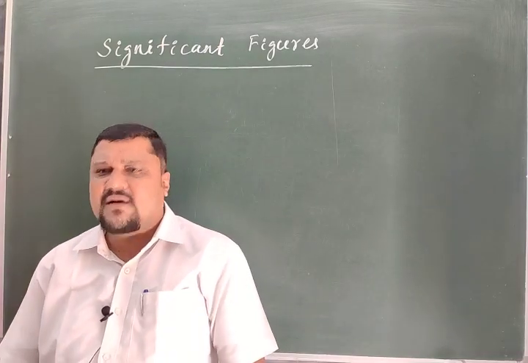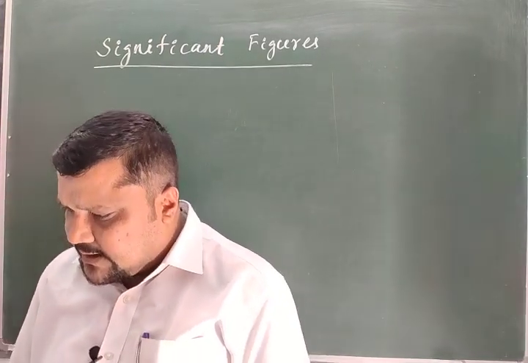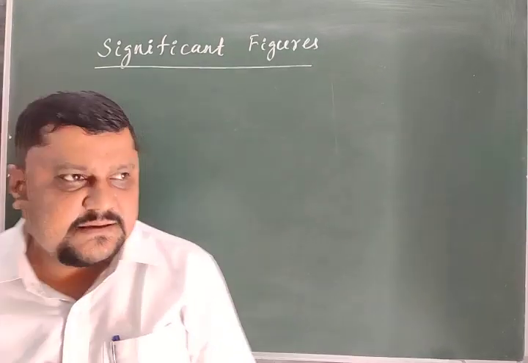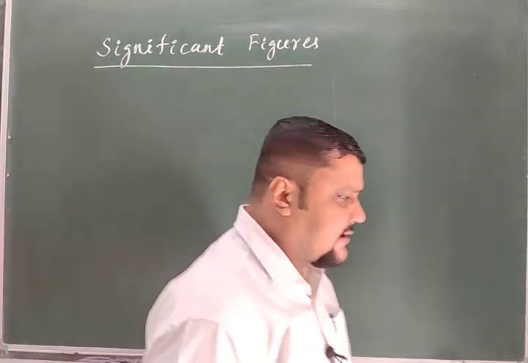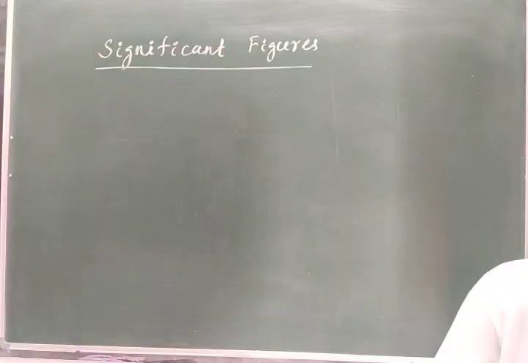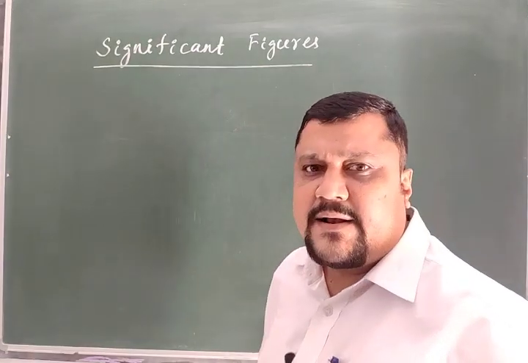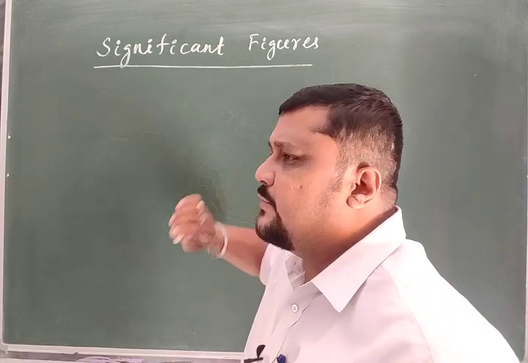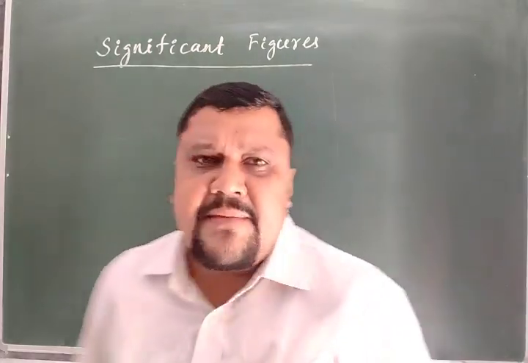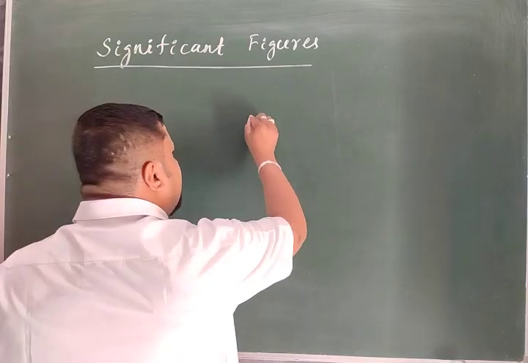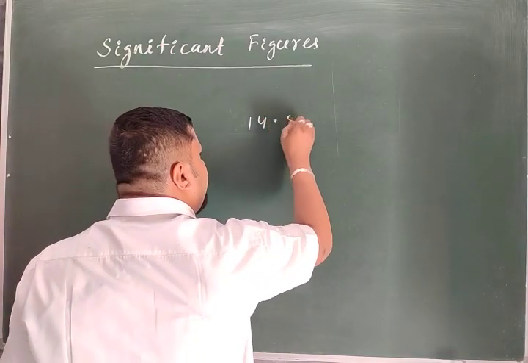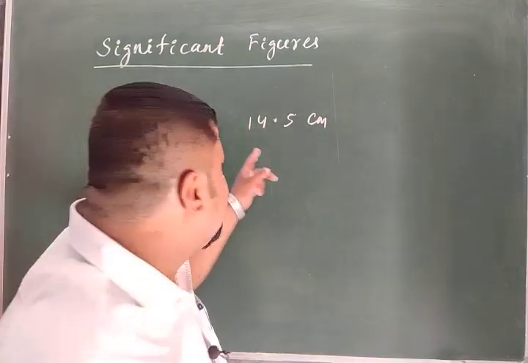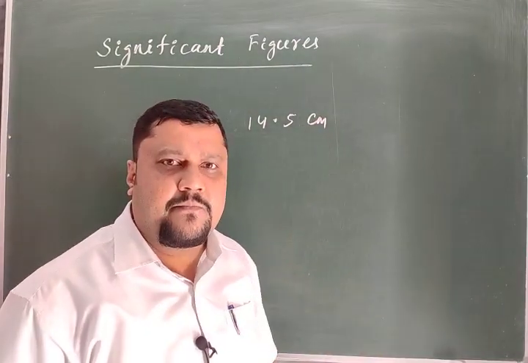So, the significant figure comes, as we know that any measurement is not absolutely correct. Means what? Any measurement is not absolutely correct means what? Now take an example. If we measure a length and we express the length as 14.5 centimeter.